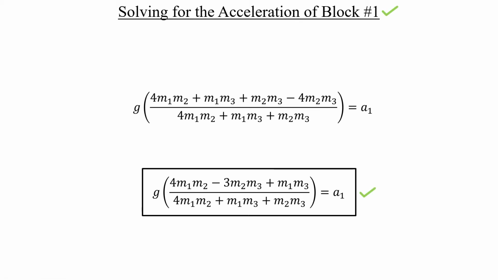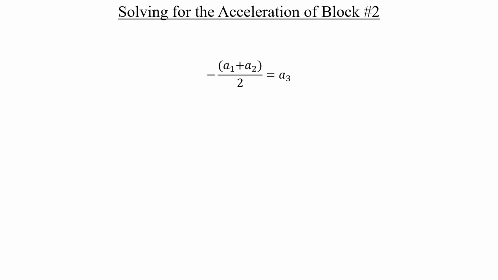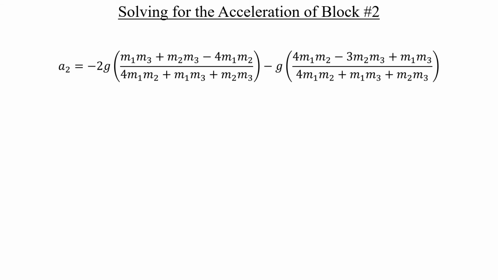One more acceleration to deal with. If we grab equation number 6 again, we can do a little algebra to get the acceleration of block 2 isolated. Let's multiply both sides by -1 as well as 2, then subtract the acceleration of block 1 on both sides. Both of the accelerations on the right here we have expressions for, so we're free to insert those.